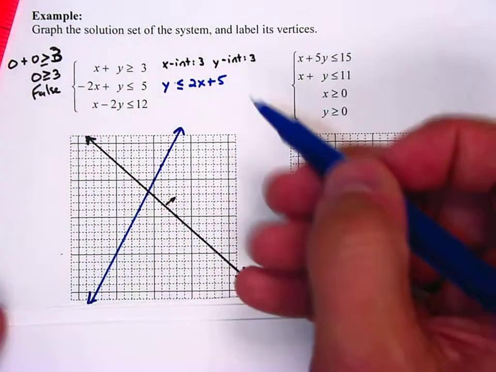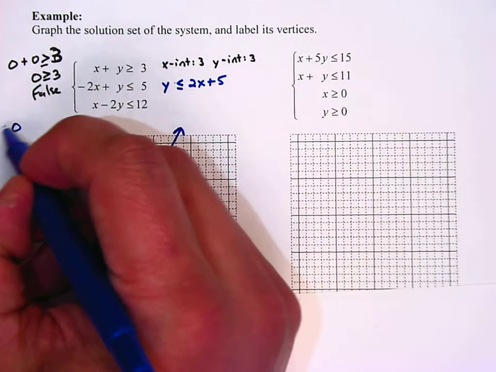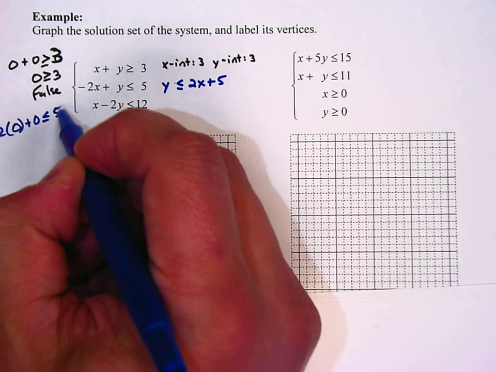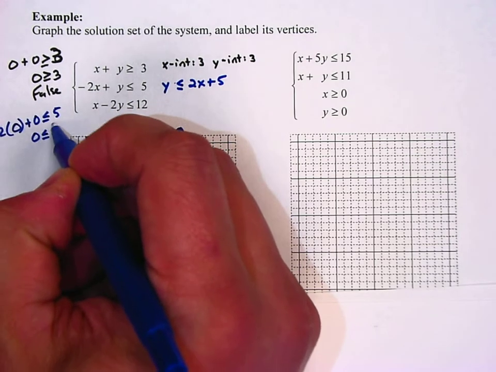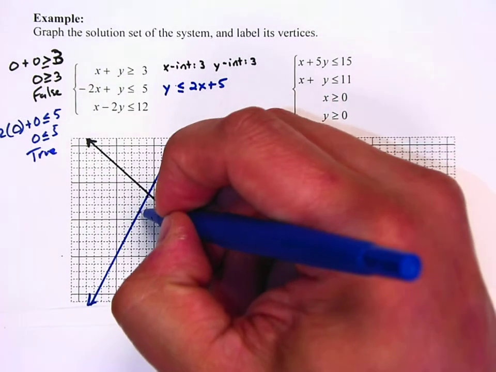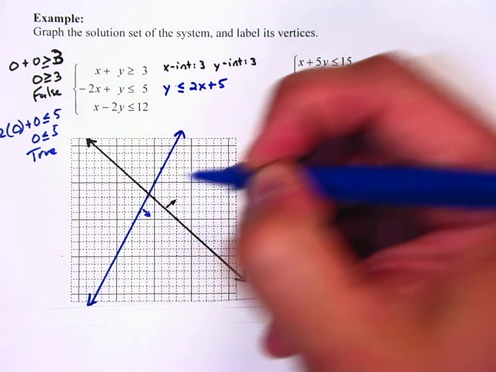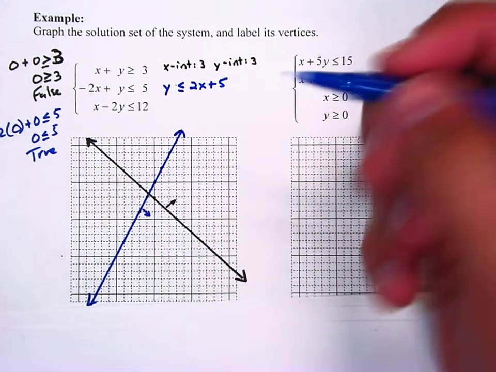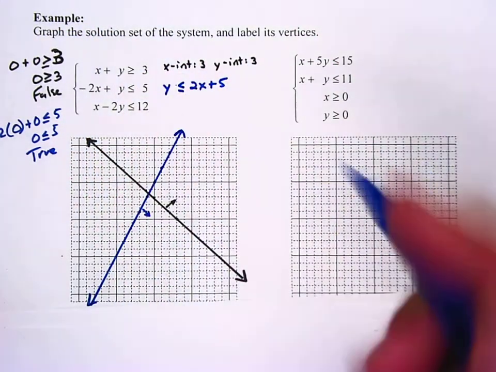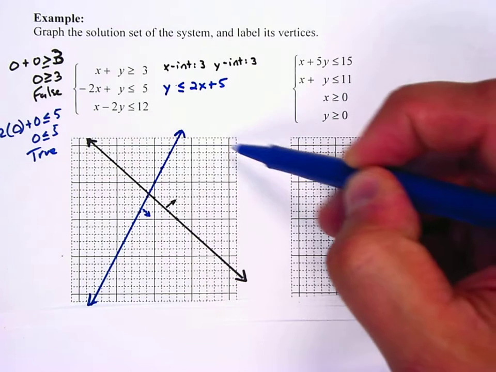If I put in 0, 0, I would get negative 2 times 0 plus 0 is less than or equal to 5. 0 is less than or equal to 5, which is true. So that means I'm going to shade towards 0, 0. Okay? So right now the black line is shading this way, the blue line is shading this way, so this part right here is the solution.